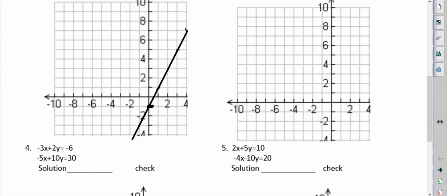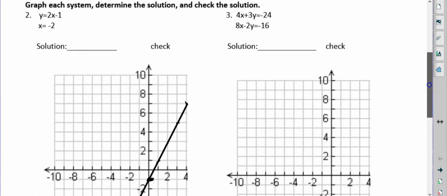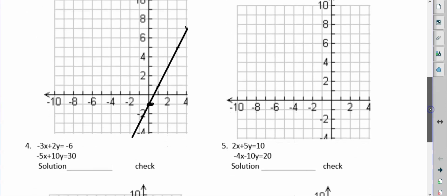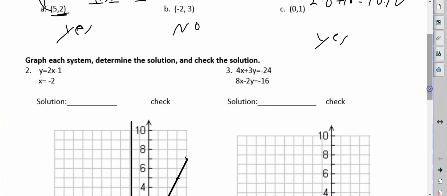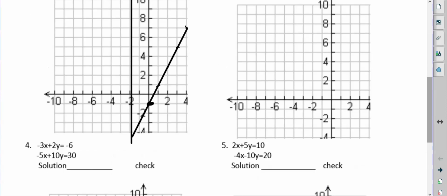And there we go. Our next one is x equals negative 2. So that's going to be a vertical line at negative 2. If we would have kept going from here, down 2, left 1, we'd end up right there at negative 2, 1, 2, 3, 4, 5, it looks like.